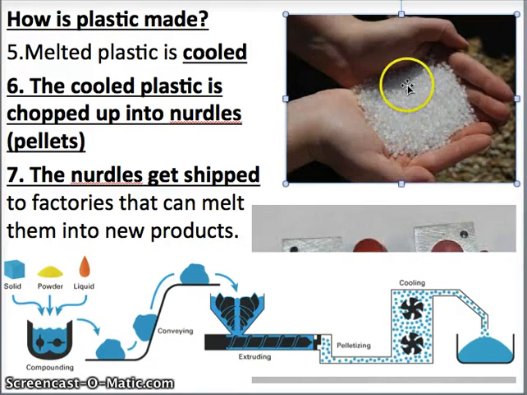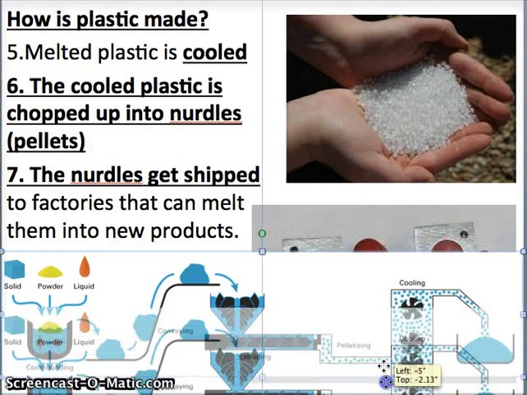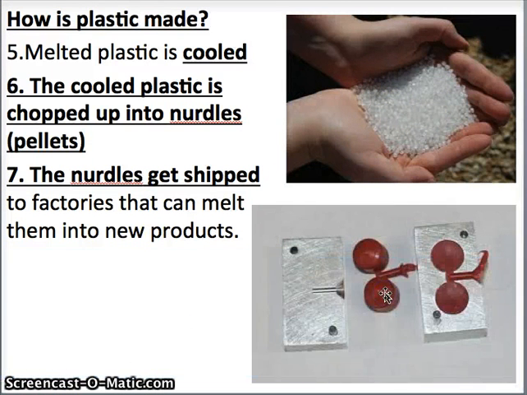But this is like the raw form of plastic that gets shipped to factories, and the factories can melt this down and make new products, which you see here. This is melted plastic that's cast into a mold, and when it cools, it makes these plastic bottle caps.